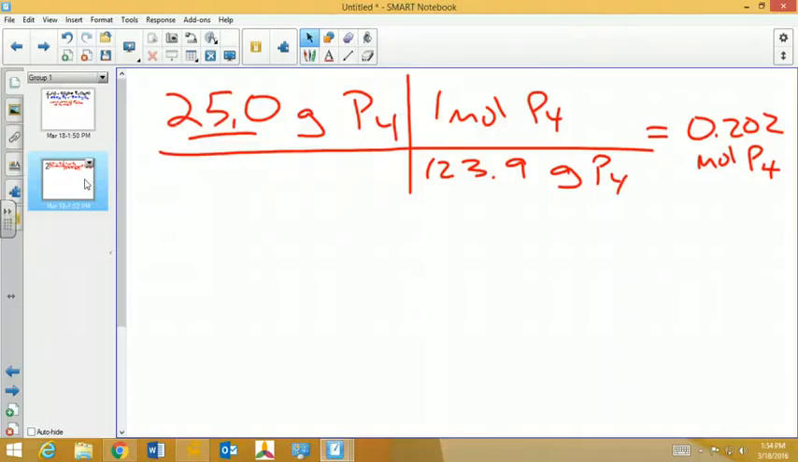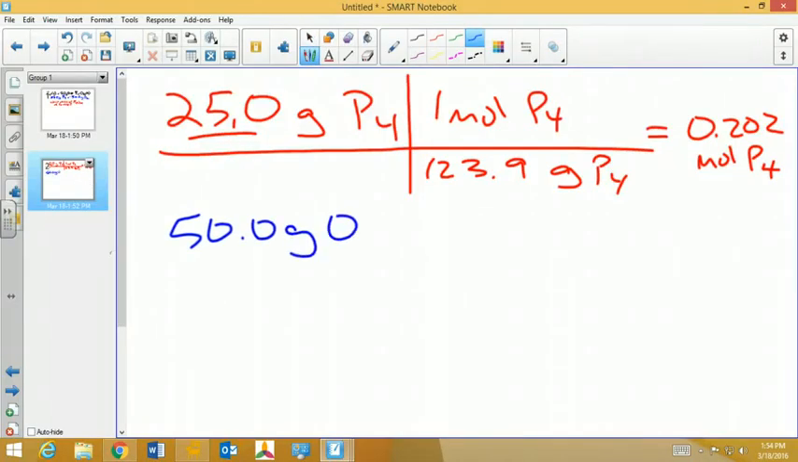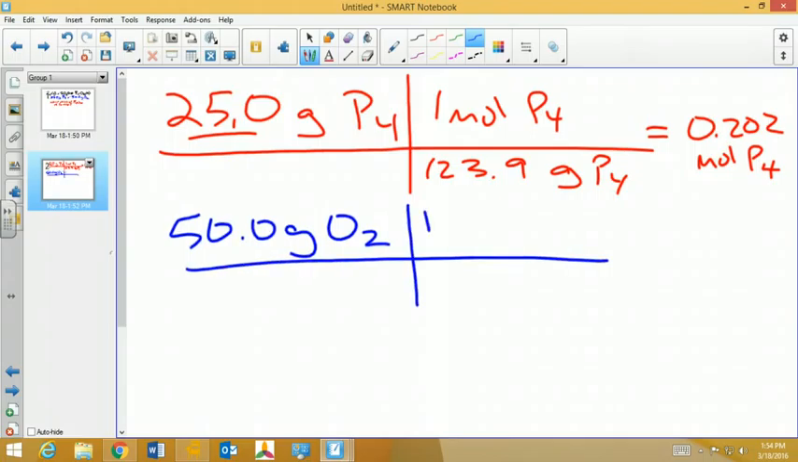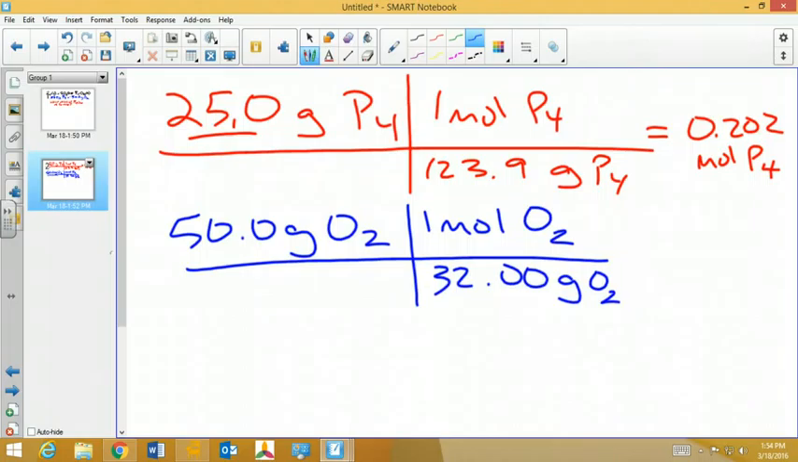I then take the 50 grams of oxygen, and I'm going to find out how many moles that is. Again, 1 mole on top, always 1 mole whenever I'm using atomic mass or molar mass. And because it's O2, it's 16 times 2, so 32.00 grams of O2. When I do that math, I get 1.56 moles of O2. So I have 2 groups of moles.